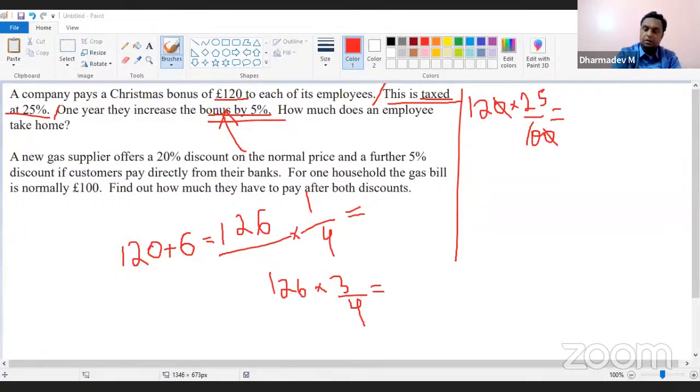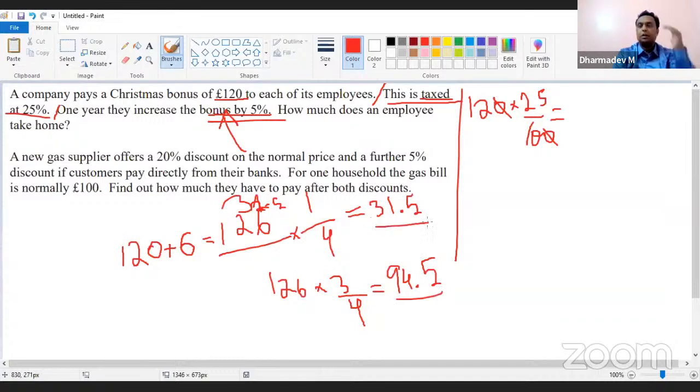So 126, and if I take 75% of it, how much would it be? So in this case, 31.5. I'm subtracting it. I can say that 31.5 is the tax and he is taking home 75%, that would be 94.5. These are called complexity questions. The remaining was just an easy one for you to understand. This is the way it works.